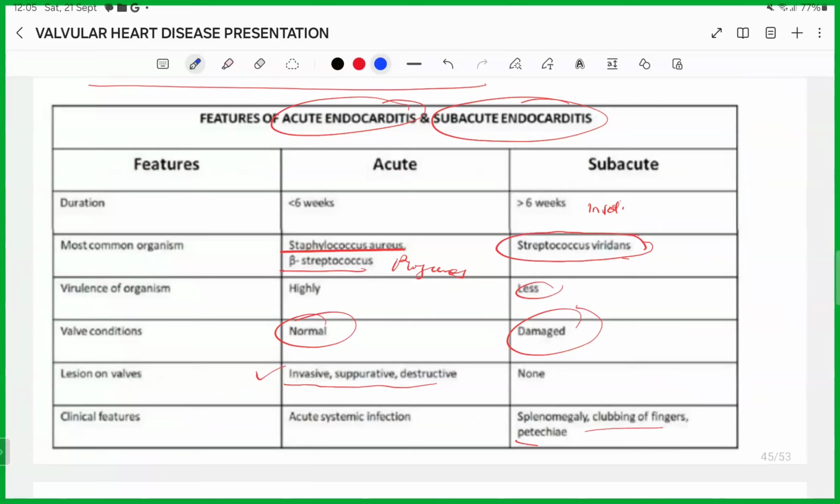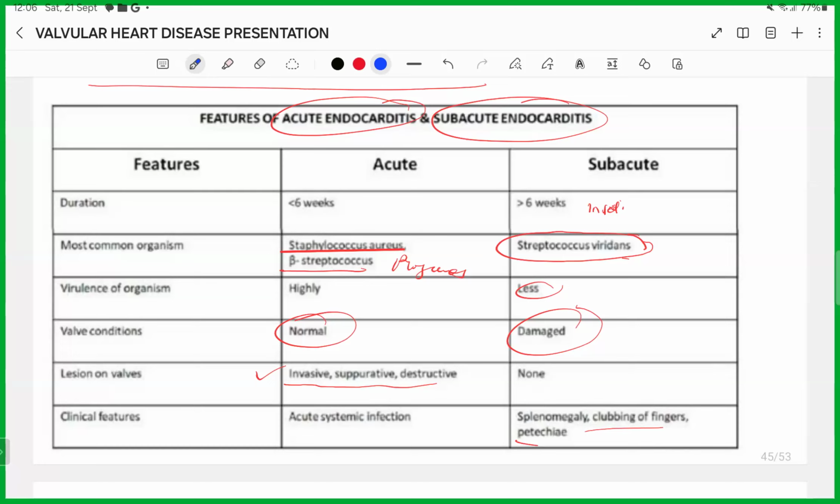And the most commonly offending organisms in acute are Staph aureus and the beta streptococcus. So, beta hemolytic. So this is like pyogenes. So in acute, the virulence of the organisms is really high. They are very virulent, and they cause a lot of damage and are devastating to the valves. And they even affect normal valves, not valves that are originally damaged. They find normal valves and they damage them.